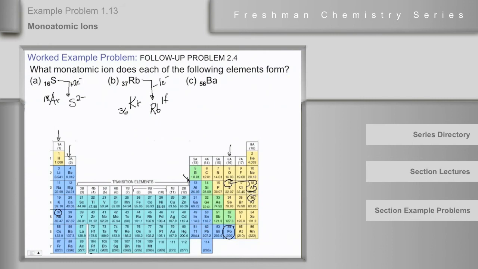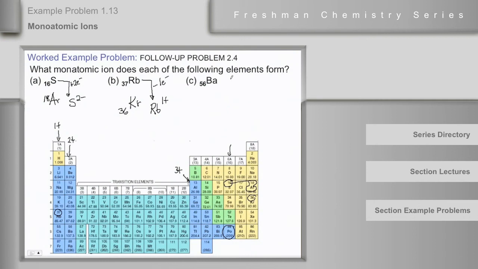Cation means positive ion. So again, we can use the principle that ions from elements residing in groups 1A, 2A, and metals in 3A will tend to form cations with either 1 positive charge, 2 positive charges, or in the case of aluminum, 3 positive charges. So they end up with the same number of electrons as the nearest noble gas.